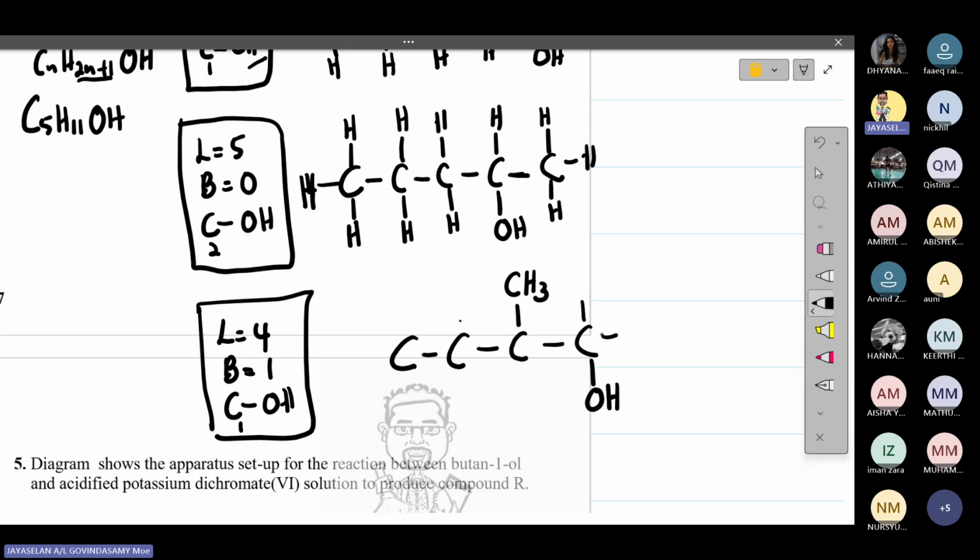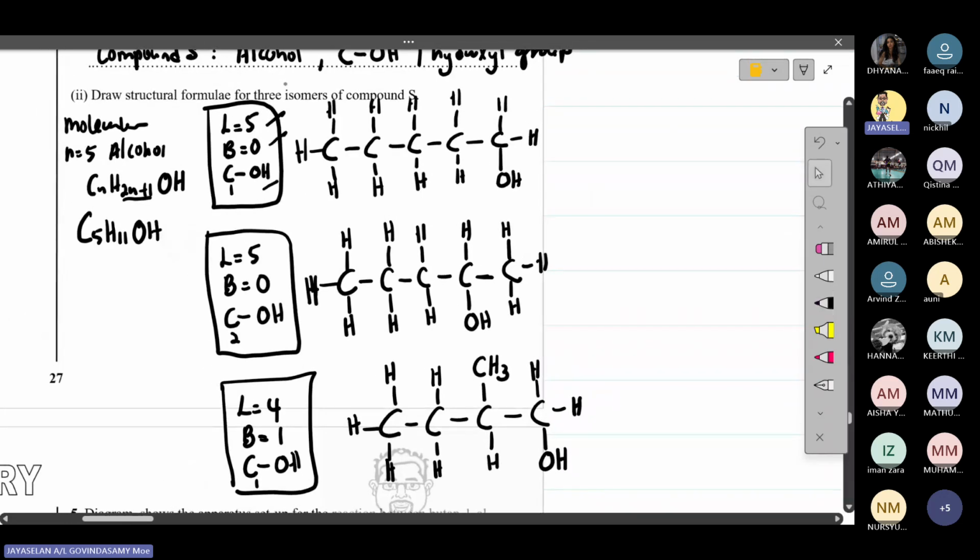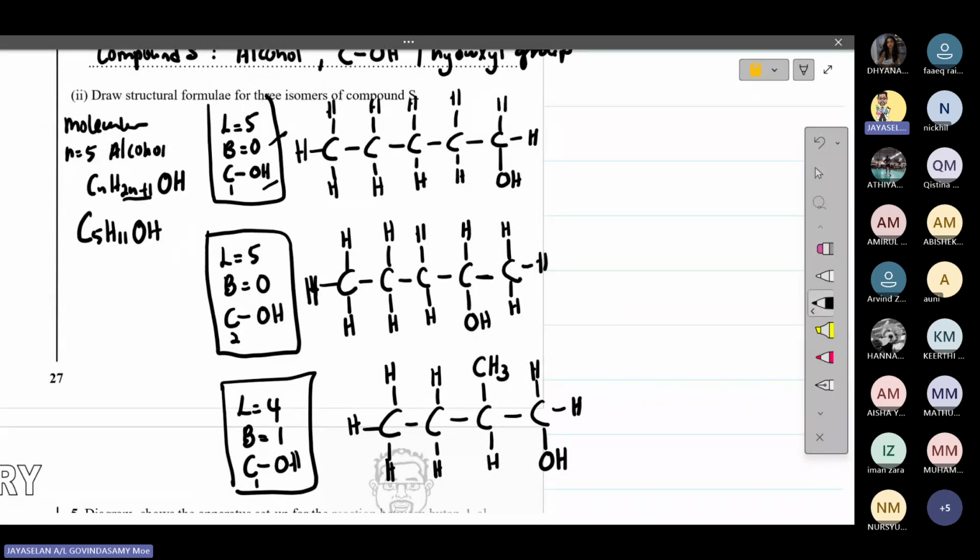Each carbon atom must have 4 bonds. So you guys already score 3 marks for this. Any question? How many isomers did they ask for? 3 isomers. I already put all 3 isomers, so I scored 3 marks out of 4, total 7 marks. Okay, does everyone understand? You guys can copy down.